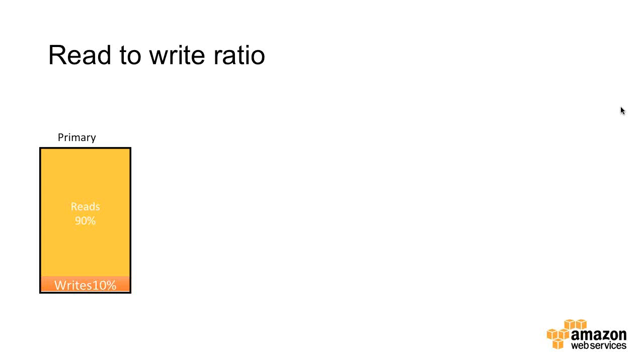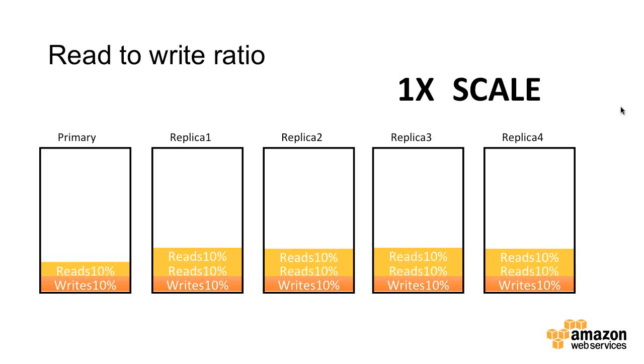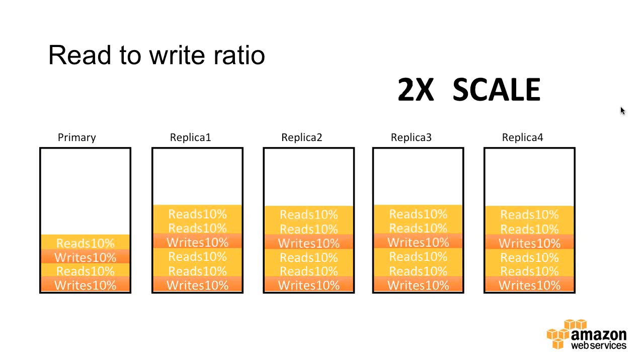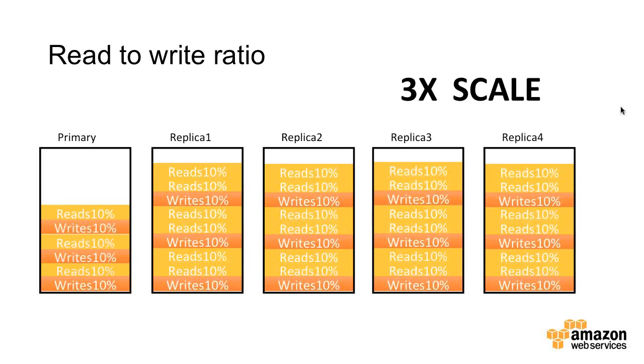So, read to write ratios. We're talking about how read replicas increase your scale. When I have 90% reads and 10% writes, I get to see a 1x scale by adding replicas to it. And as my reads are spread out across the read replicas and the primary database, I'm able to really scale this to 2x, 3x reads, so that the maximum reads go to the read replicas and the minimum reads come into the primary.